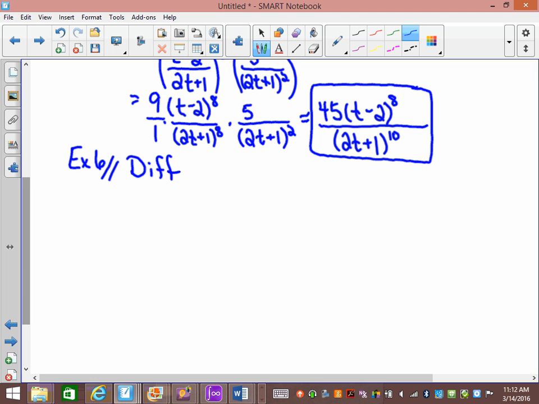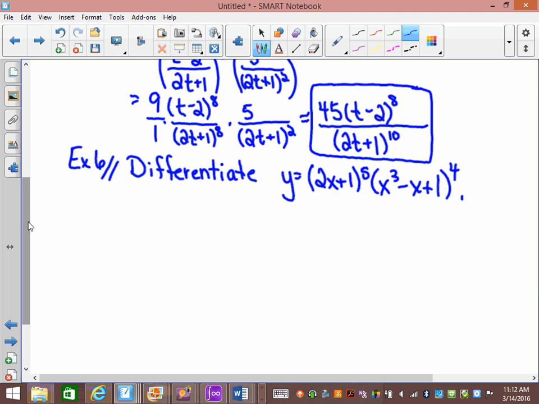Differentiate y equals (2x plus 1) to the 5 times (x cubed minus x plus 1) to the 4. So this one, people go crazy. They try to do chain rule first and do something crazy. We have 2 things multiplied together. When we have 2 things multiplied together, we have to do product rule.